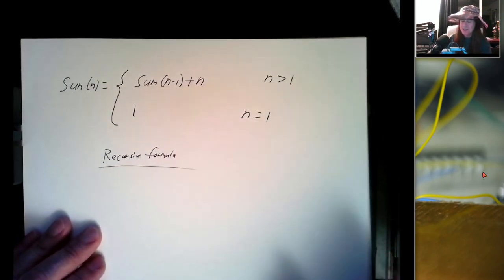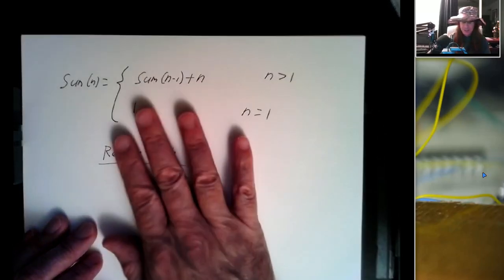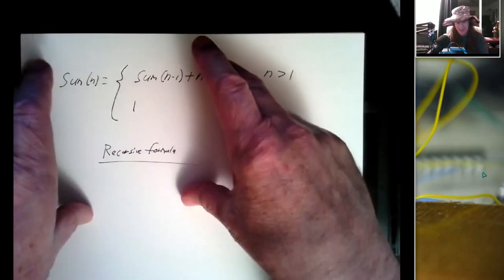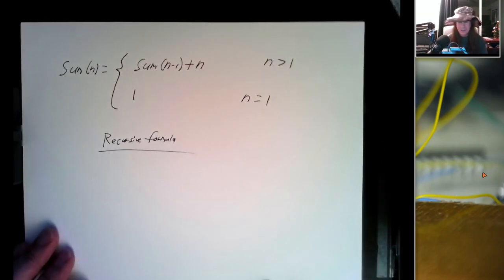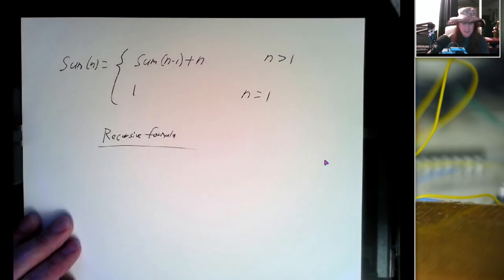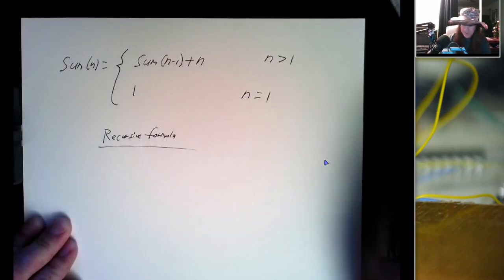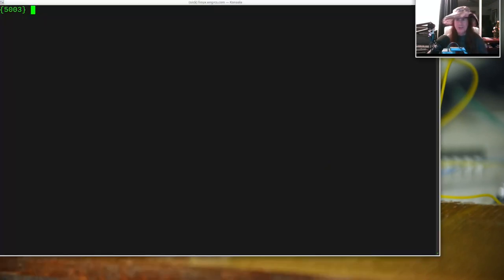The question is, can we use this for something? Can we actually write code that does something based on this to actually calculate the value of, say, our sum function? And the answer is absolutely yes. So let's take the idea of this recursive formula, this recursive definition of sum, and let's turn it into code. So I'm going to write a program called sum.c.